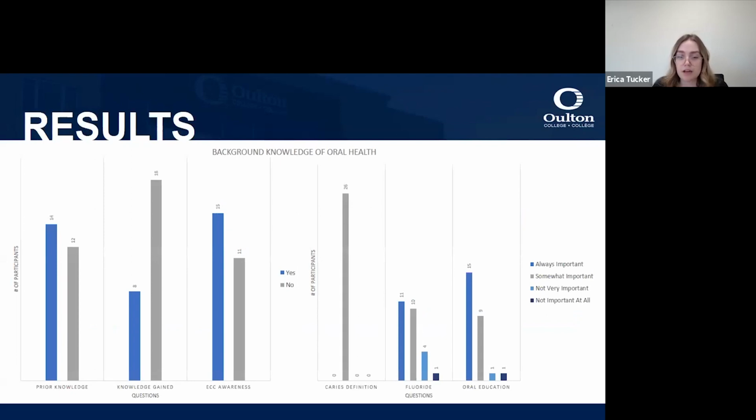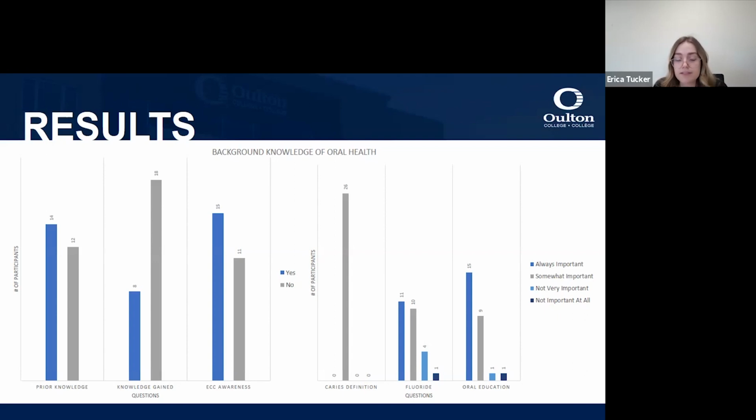So this was some of our results. For any prior knowledge that the students had regarding oral health, 14 of them had answered yes, and 12 of them answered no, that they didn't have any prior knowledge entering the program. And then within the program, 8 of them said that they had gained knowledge regarding oral health, and 18 of them said that no, they have not gained any knowledge whatsoever in the program regarding oral health. And then 15 of them said that they were aware of what a cavity was.